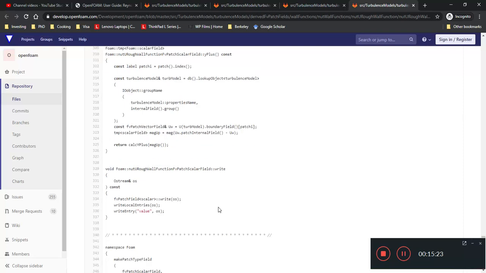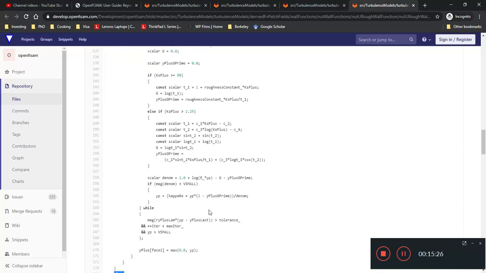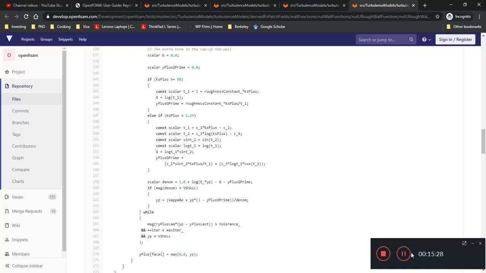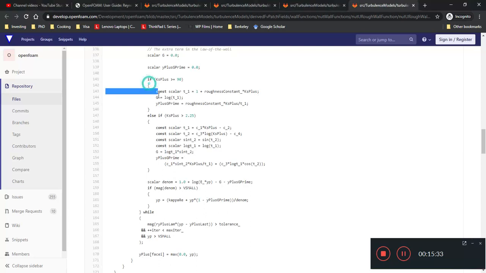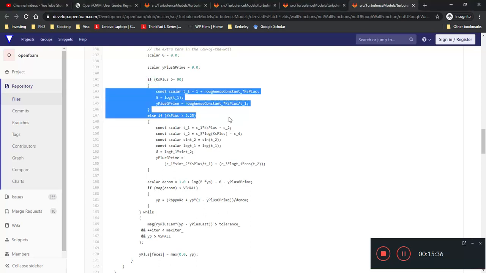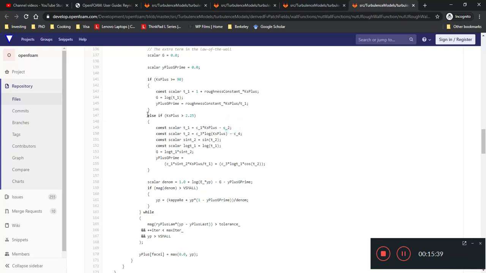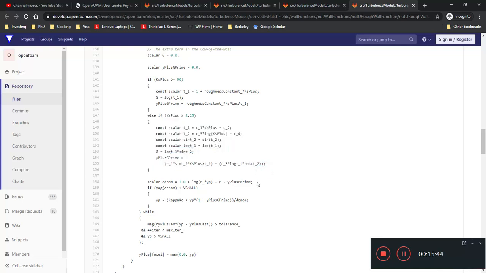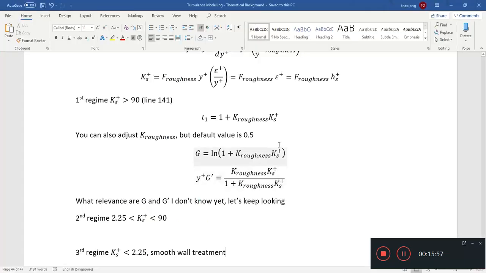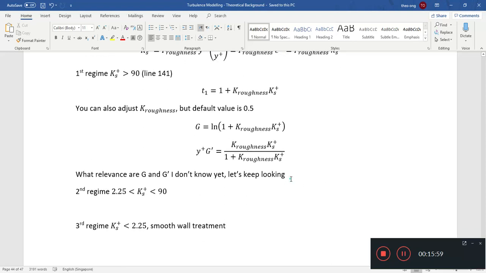Okay, so these are the other parts of the code, which I'm going to just ignore. This one is ks plus more than or equal to 90. This one is less than 90, more than 2.25. So it defines a scalar denominator here. I'm going to skip the second regime first and tell what this denominator is. So let's write the denom.